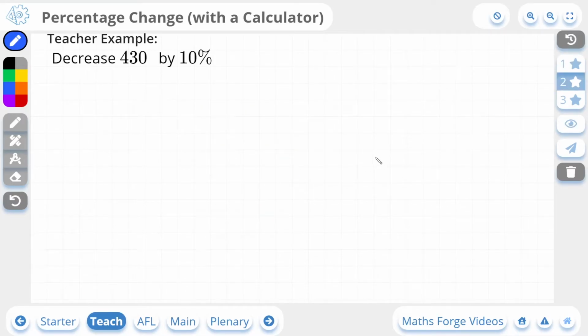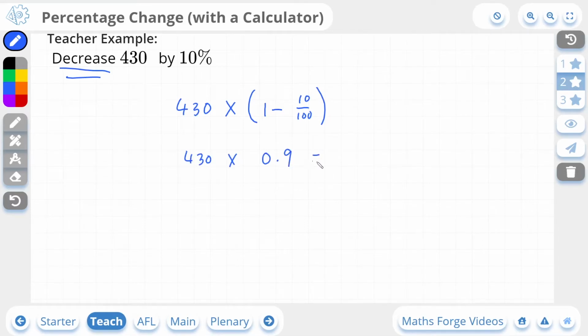Now let's do a two-star example. Here we're being asked to decrease 430 by 10%. So it's a decrease. I'm going to take my 430 and multiply it by 1 minus 10 over 100. If we simplify the second part, this will be 1 multiplied by 0.9, which gives us 387. And if we check our answer, there it is.